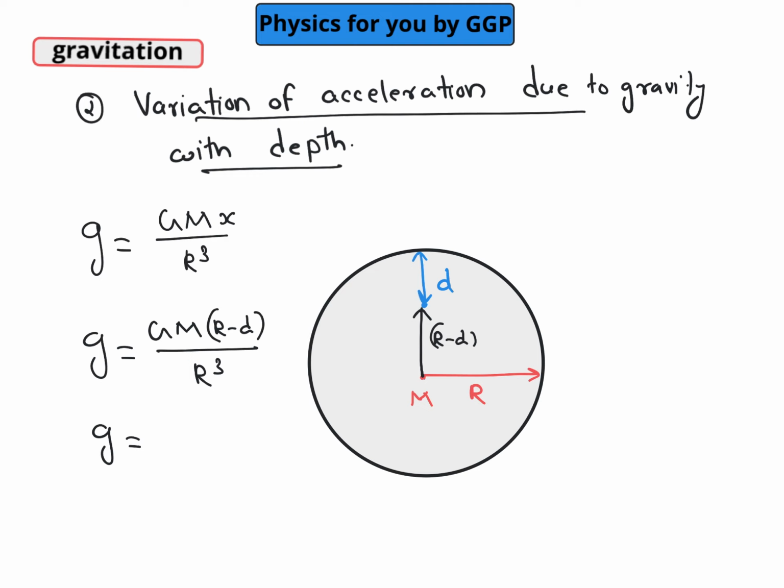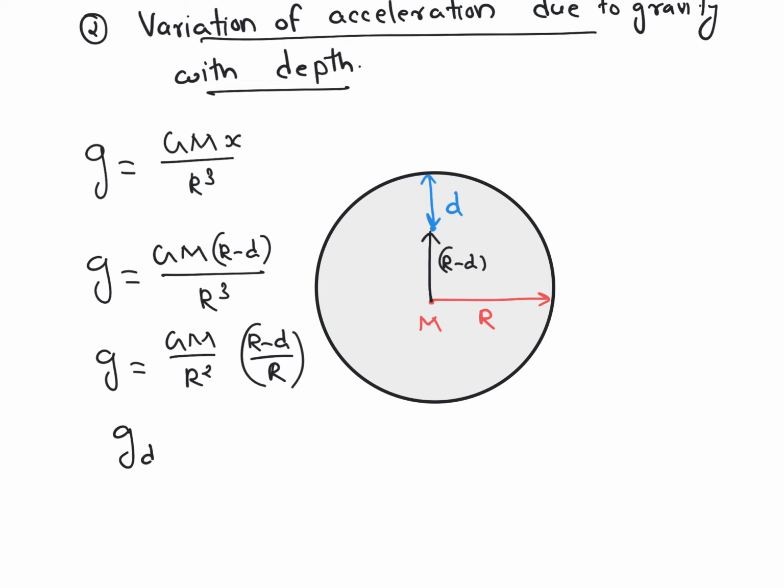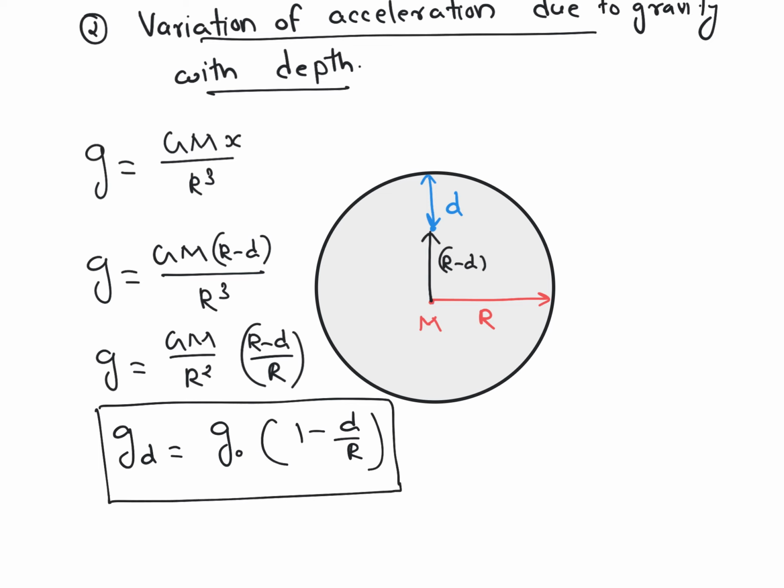If you would like to write this in terms of g naught, that is the acceleration due to gravity on the surface of Earth, we can write GM divided by R square into (R minus d) divided by R. So g at a depth d is GM by R square, which is the acceleration due to gravity on the surface, into 1 minus d divided by R. We can use this equation for the calculation of acceleration due to gravity inside the Earth, or at a depth d below the Earth's surface.